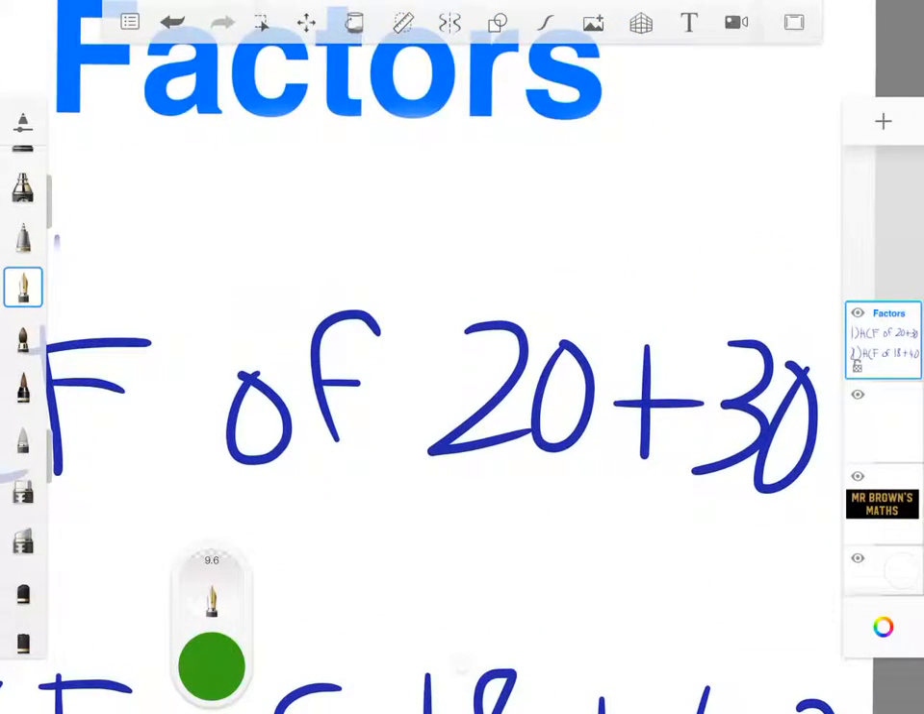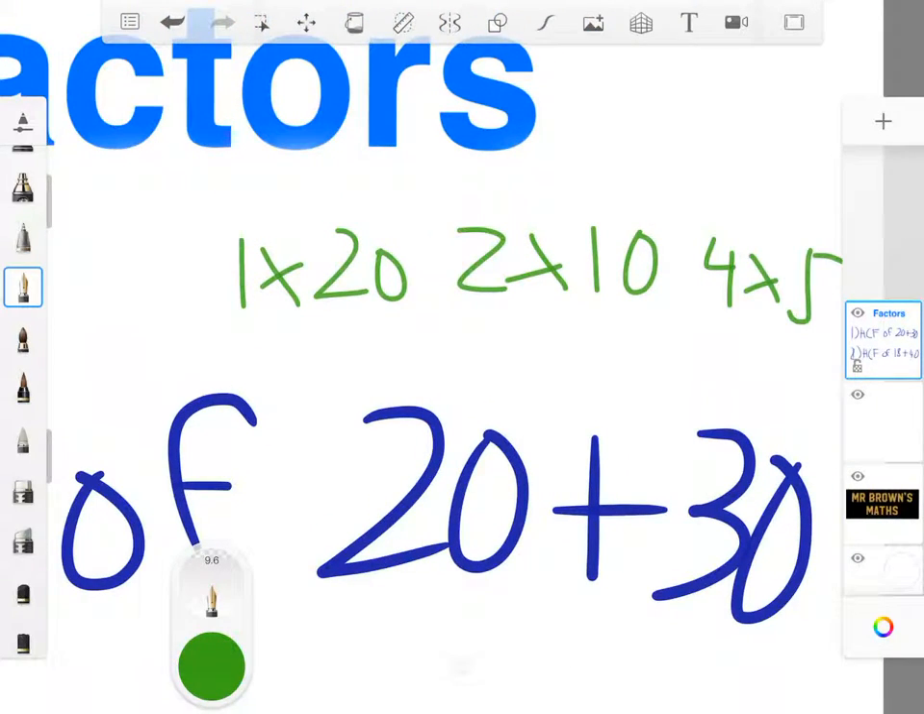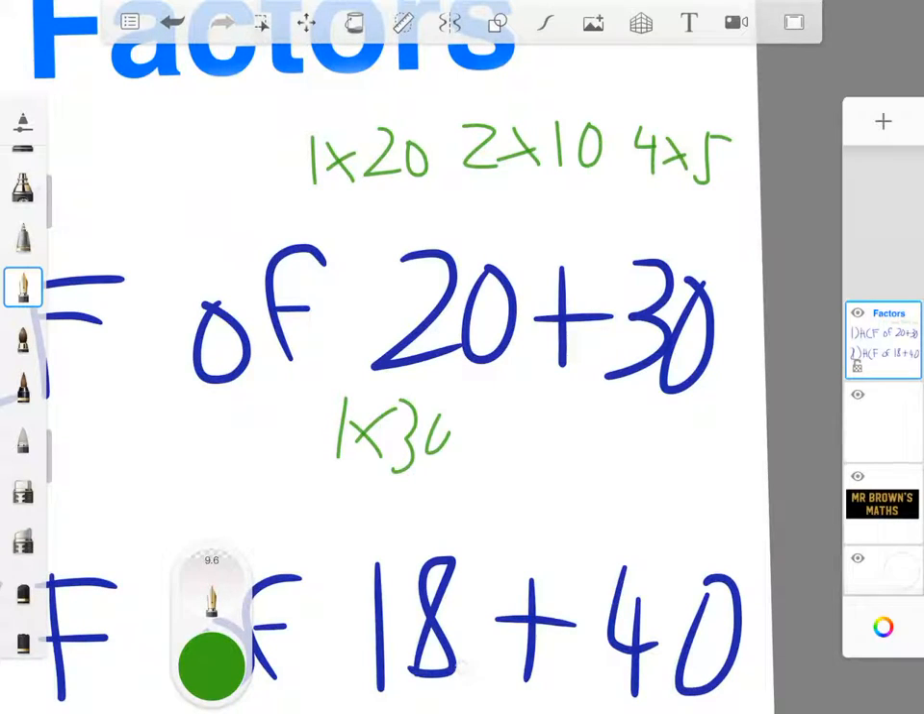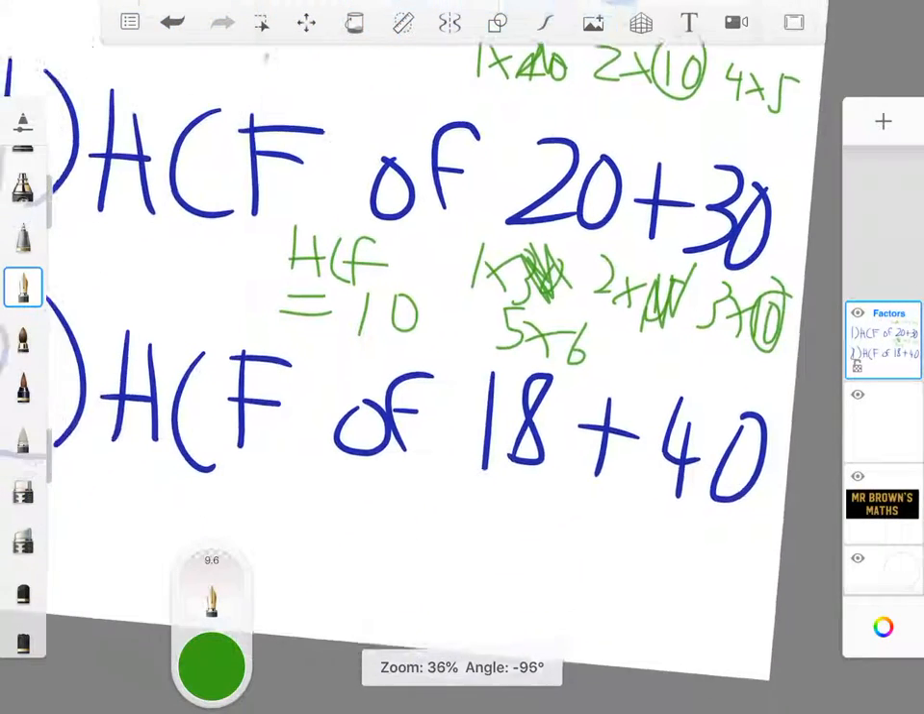So hopefully you had a go. For this one, let's list out our factors of 20. We've got 1 times 20, 2 times 10, 4 times 5. Okay, that's it. Then 30, we've got 1 times 30, 2 times 15, 3 times 10, 5 times 6. So our biggest number is 30, but that doesn't go into 20. Then we've got 20, that doesn't go into 30. Then 15, that doesn't go into 20. Then we've got 10, it goes into both of them. So the highest common factor of 20 and 30 is 10.